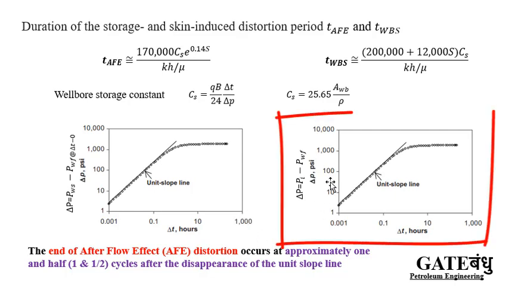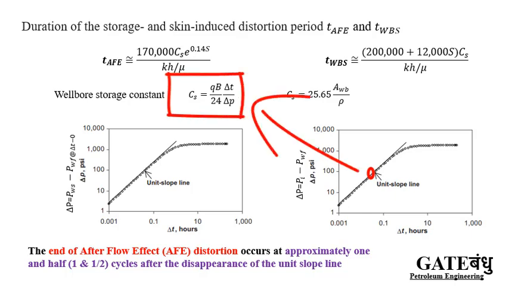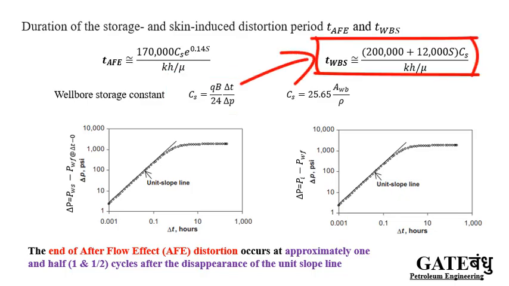Similarly, we plot delta P versus delta T for this drawdown test as well, but here delta P will be the drawdown pressure, that is the initial pressure minus the wellbore flowing pressure, after producing the well for a certain time delta T. So when we do this log plot and choose any point on this straight line, the corresponding delta P and delta T could be put back to calculate this wellbore storage coefficient, and you could put it back here to estimate the time of wellbore storage.